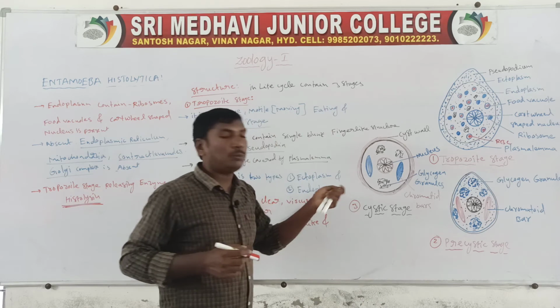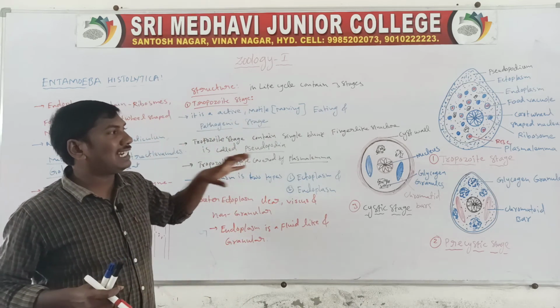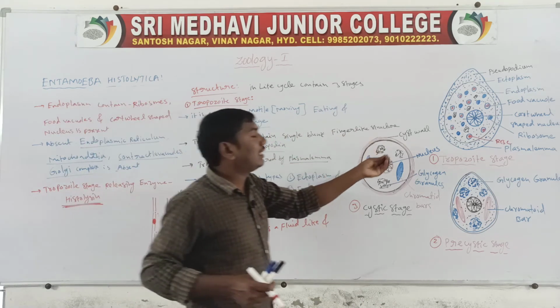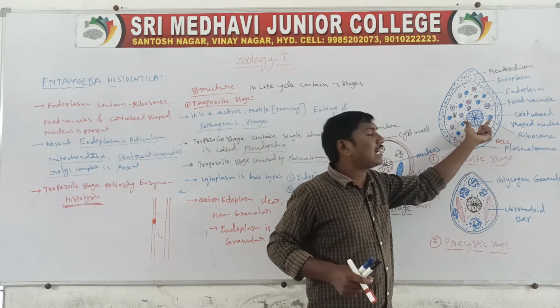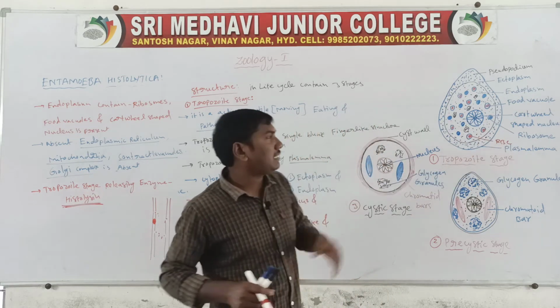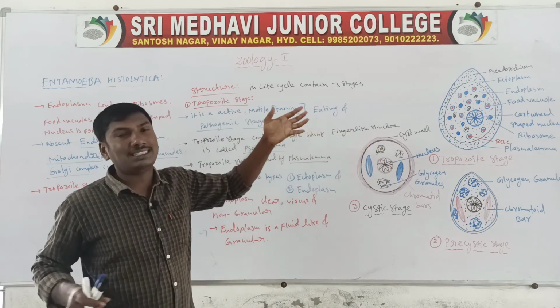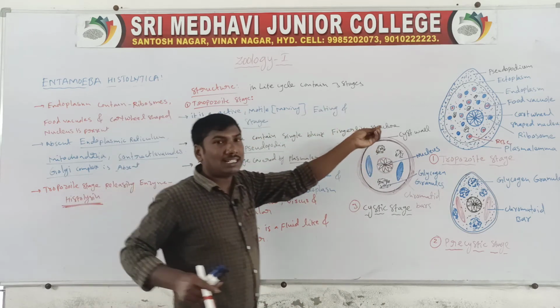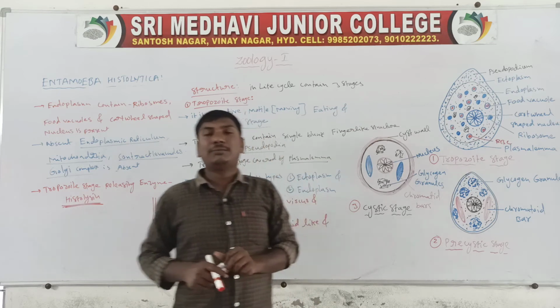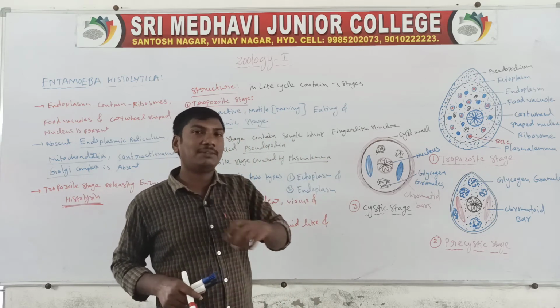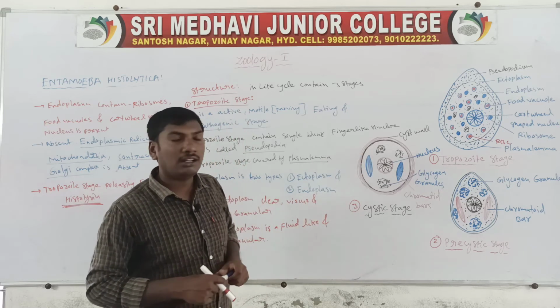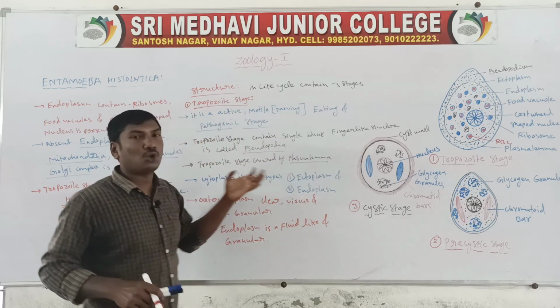So these are the special characters of the trophozoid stage: the food vacuole contains RBCs and it has a cartwheel shaped nucleus. Next one, the trophozoid stage is a holozoic organism. Holozoic means they eat all types of food materials.